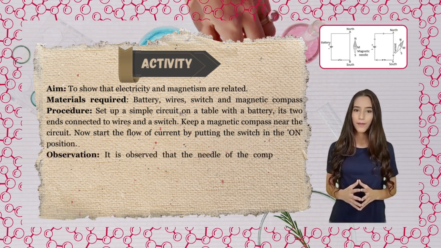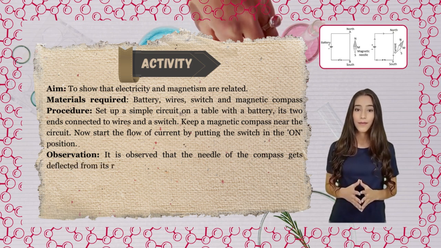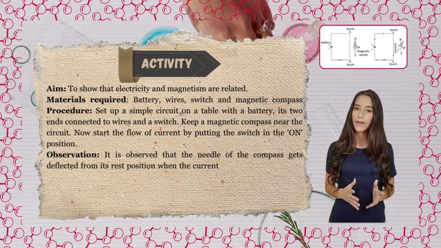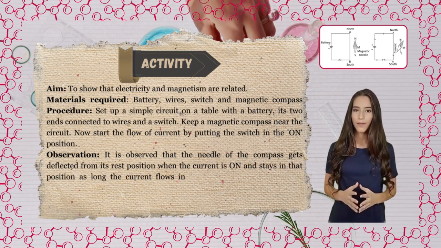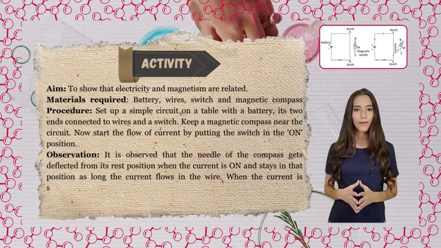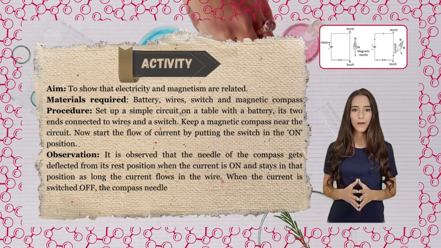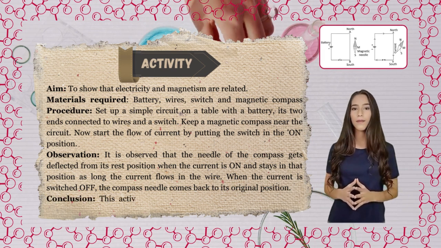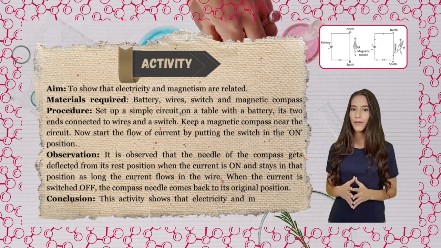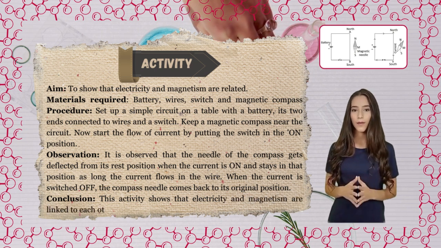Observation: it is observed that the needle of the compass gets deflected from its rest position when the current is on and stays in that position as long as the current flows in the wire. When the current is switched off, the compass needle comes back to its original position. Conclusion: this activity shows that electricity and magnetism are linked to each other.